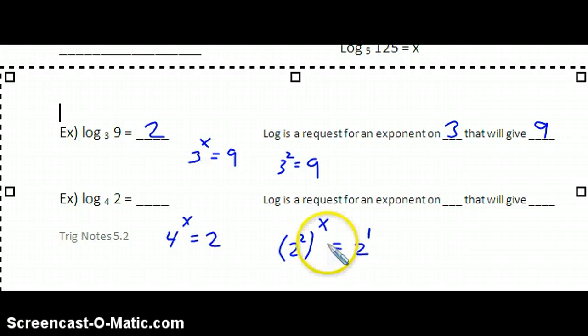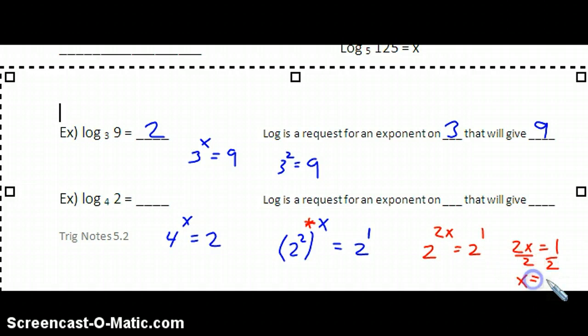Working with my laws of exponents here, when I go from a power to a power, we multiply these together. So if I multiply this, I really get 2 raised to the 2x equals 2 to the first. Now I can set my exponents equal to each other. 2x equals 1. Solving this for x, I'd get 1/2.